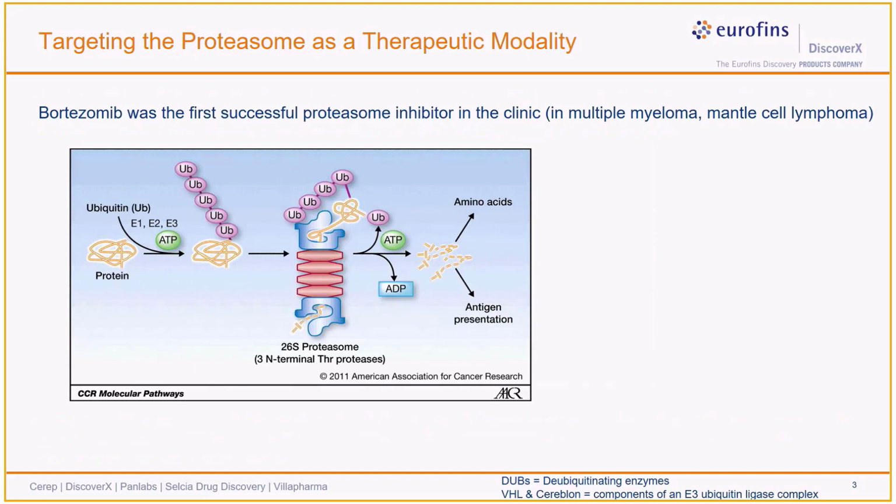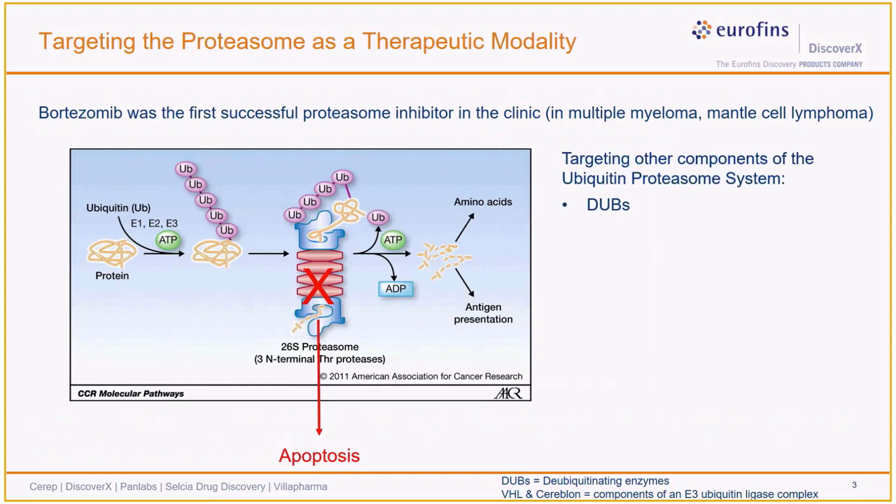Modulating proteasome activity has been a therapeutic modality. Bortezomib was the first successful proteasome inhibitor to treat cancers such as multiple myeloma. Inhibition of proteasome activity leads to accumulation of misfolded or unfolded proteins and triggers cell apoptosis. Since cancer cells have a higher rate of protein synthesis, bortezomib could selectively kill cancer cells by this mechanism.